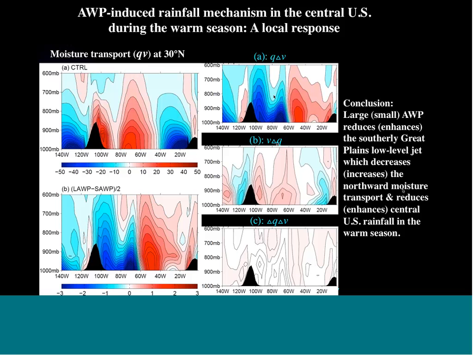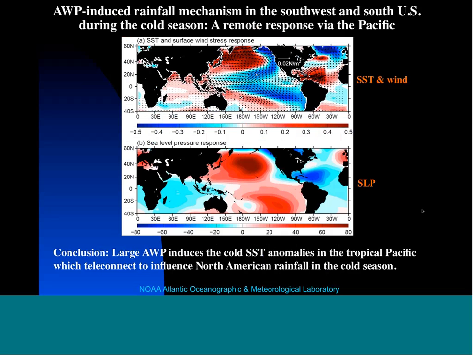during the warmer season. However, during the colder season, it is slightly different. It is the atmosphere's remote response to the Pacific that then influences rainfall over the U.S. So a large warm pool induces a cold SST anomaly in the tropical Pacific, which teleconnects to influence rainfall over North America during the colder season.